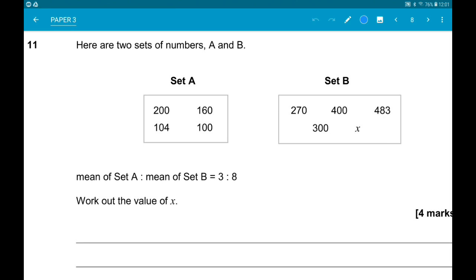Okay, number 11, quite a tricky one with ratio and reverse mean. So, I do have a playlist down below full of downloadable ratio past paper exam questions. There will soon be reverse mean ones on the channel. So here we have 2 sets of numbers. We are told the mean of set A to the mean of set B is 3 to 8. Our job is to work out the value of x, which is in set B. So, lots to do. So the only thing that we can really do to start is work out the mean of set A.